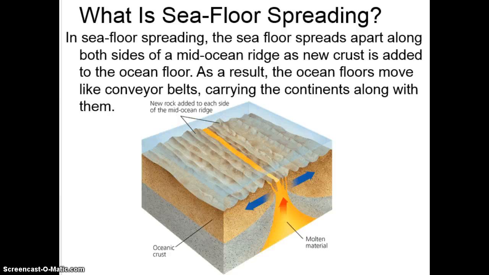What is seafloor spreading? In seafloor spreading, the seafloor spreads apart along both sides of a mid-ocean ridge as new crust is added to the ocean floor. As a result, the ocean floors move like conveyor belts, carrying the continents along with them. If you look at the diagram, you will see that the new rock added to each side of the mid-ocean ridge. You will also see that this is the oceanic crust, and there is a molten material that is coming from the mantle that is causing the seafloor spreading.